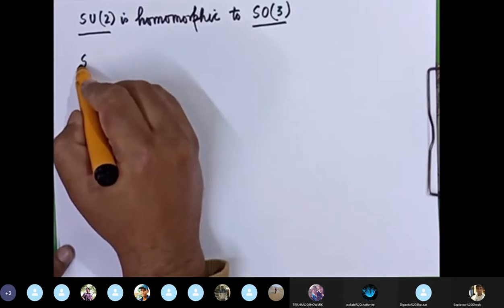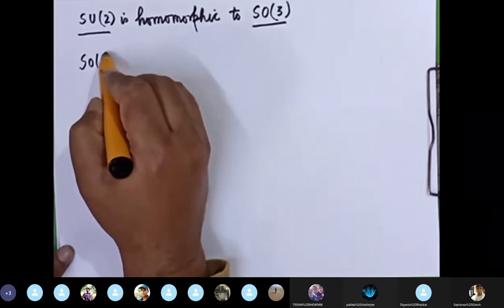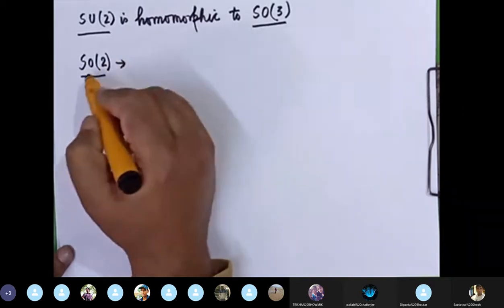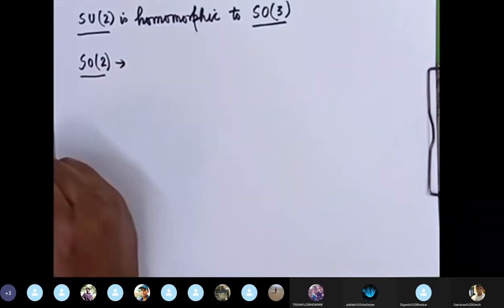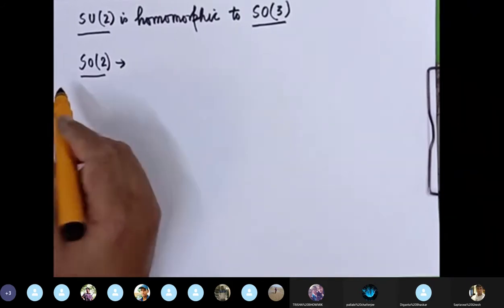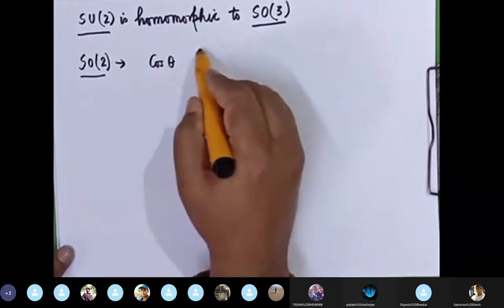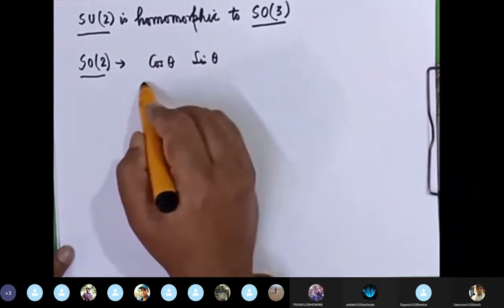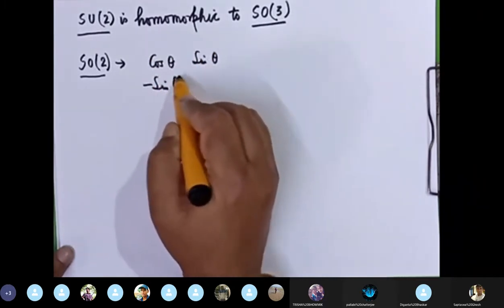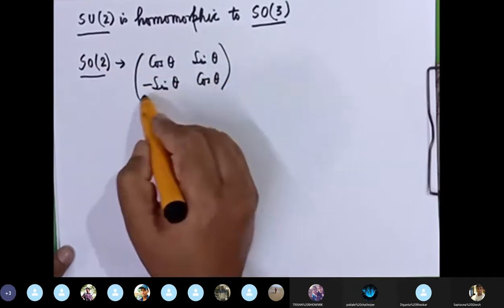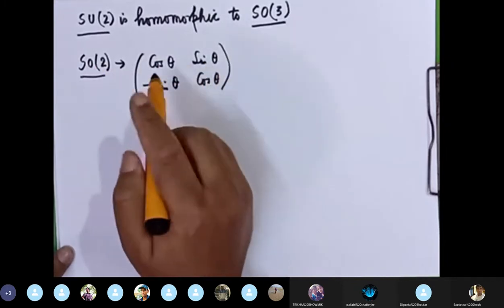this group SO2 group in some class. SO2 group means 2 cross 2 orthogonal matrices with determinant 1, and we have seen that it is parameterized by this thing. This is one kind of parameterization only, because of S, we have taken this thing.